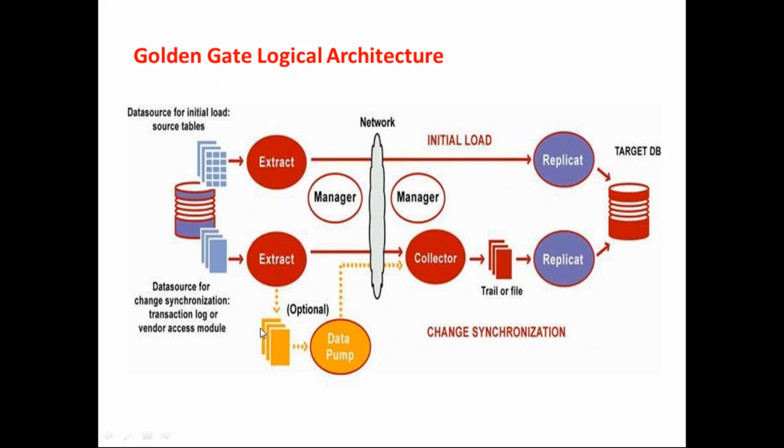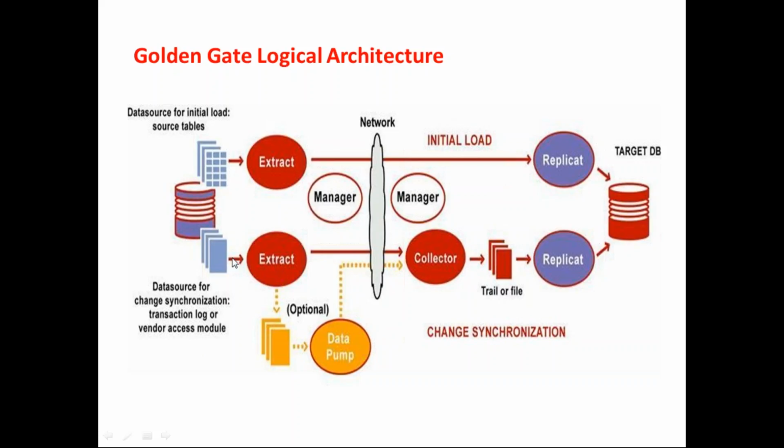Now the extract should also contain the location of this trail file. What should the pump contain? The pump should contain the location of this trail file. It should also contain the target, because it has to interact with the target. So it needs the target manager's machine IP address and the port number of the manager, since it has to interact with the manager first. It also contains the location of the trail files on the target. I will tell you why.